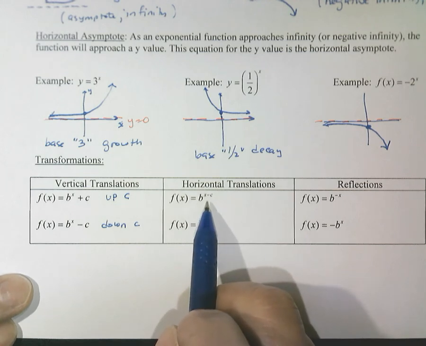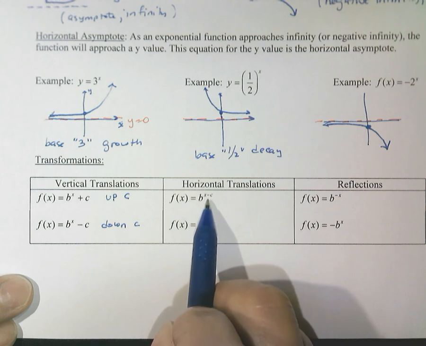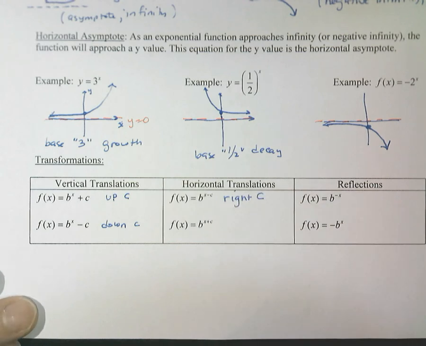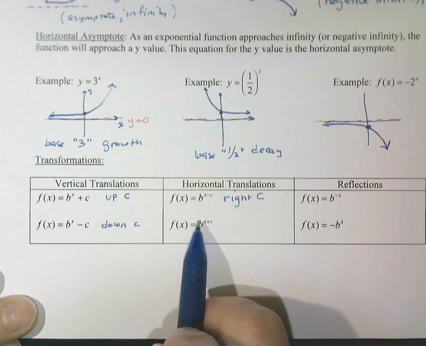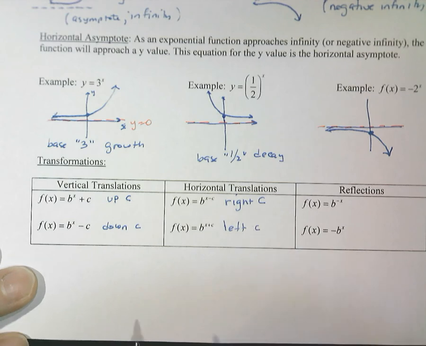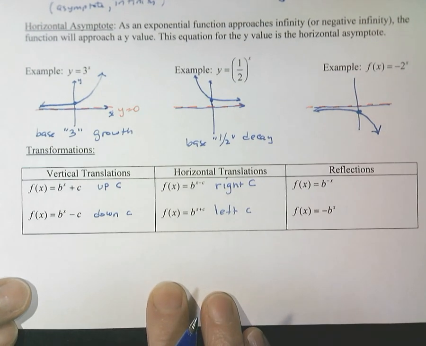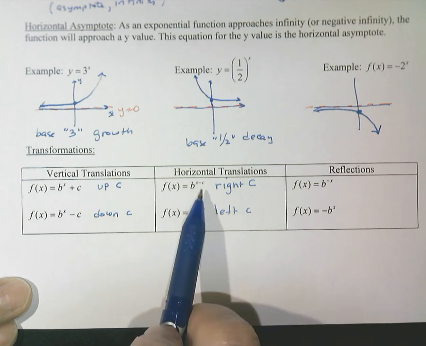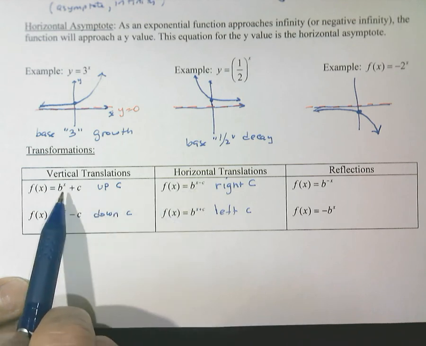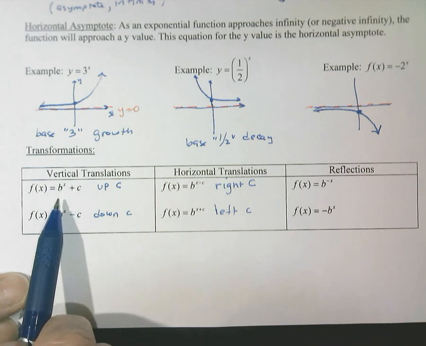If the c is part of the exponent, so x minus c is going to go right c. x plus c, this is part of the exponent. This is going to go left c. So this is just like before when we did transformations, and transformations are like this for everything. If the constant, the c value, is with the x, it's moving right and left. If it's not with the x, it's going to move up or down. And reflections are the same way.